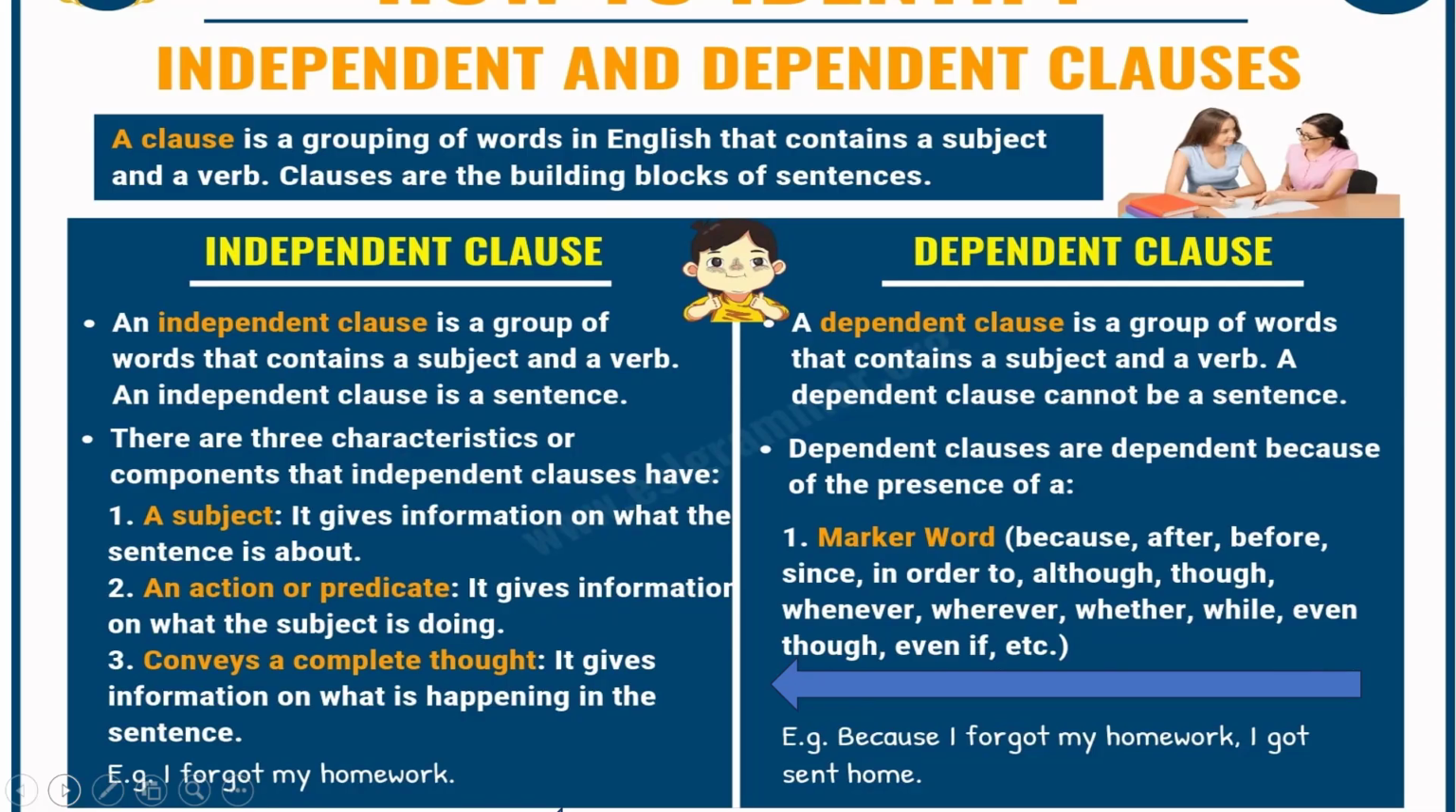A dependent clause, as we know very well, also consists of a subject and predicate, but it does not give complete meaning. It always depends on an independent clause, which is also called the main clause or principal clause. It has marker words. A dependent clause has subordinating conjunctions and relative pronouns as marker words.